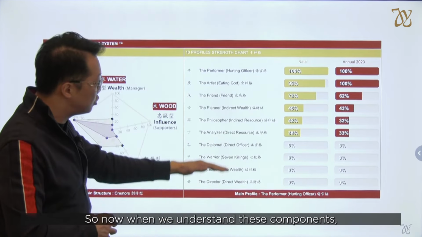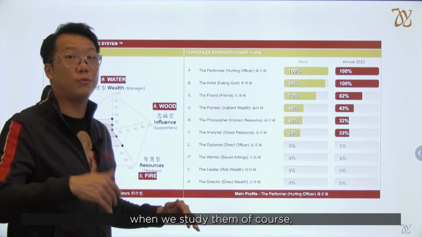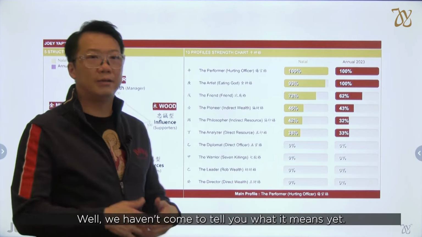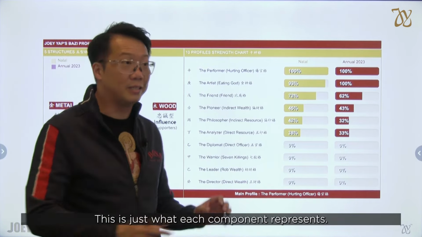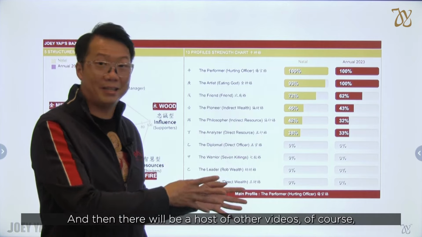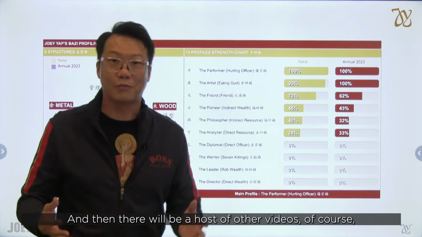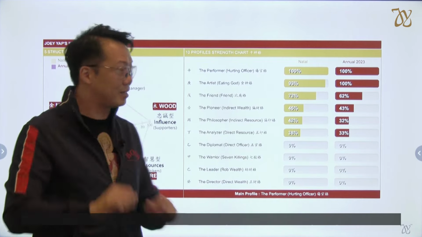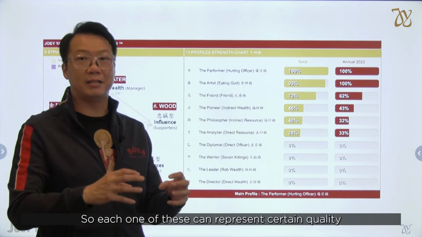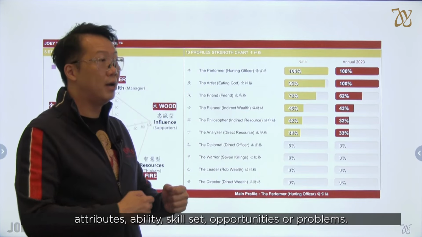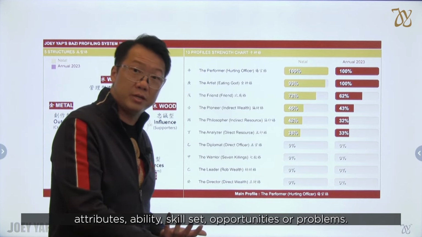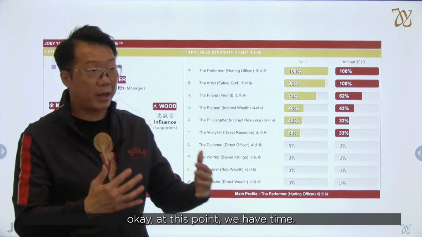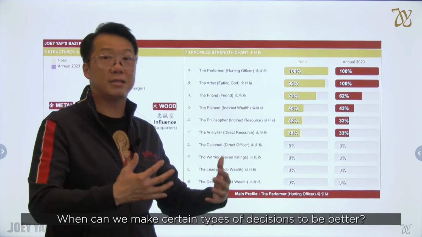So now when we understand these components, when we study them, of course, for a beginner like you, what does it mean? Well, we haven't come to telling what it means yet. This is just what each component represents. And then there'll be a host of other videos, of course, going deep into explaining what it means. That takes time, okay? Relax. So each one of these can represent a certain quality, attribute, ability, skill set, opportunities, or problems. So when we look at the percentage, then we decide, okay, at this period of time, when can we make certain types of decisions to be better?